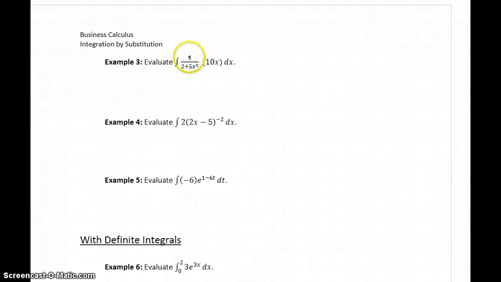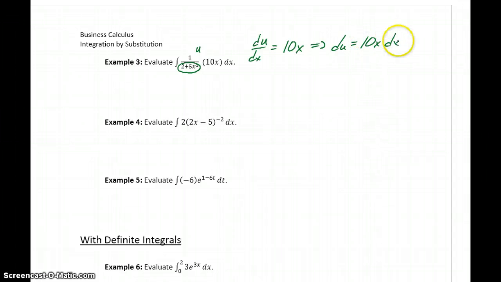In example 3, we have something of the form 1 over x here. So our interior function is going to be 2 plus 5x squared. So we'll let that swap in for u. So taking the derivative of u should be equal to the derivative of 2 plus 5x squared, which should be 10x. So we get du equals 10x dx.